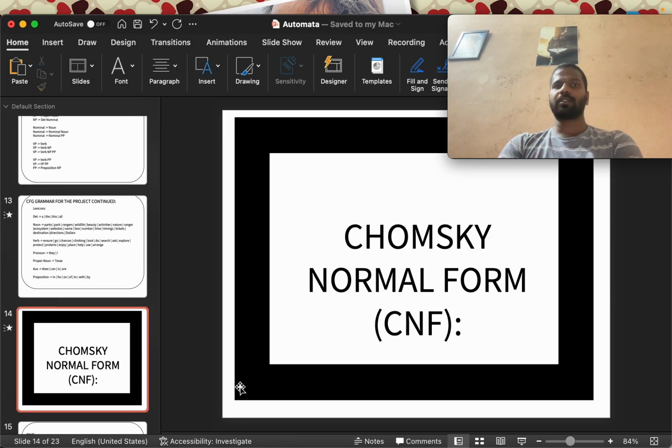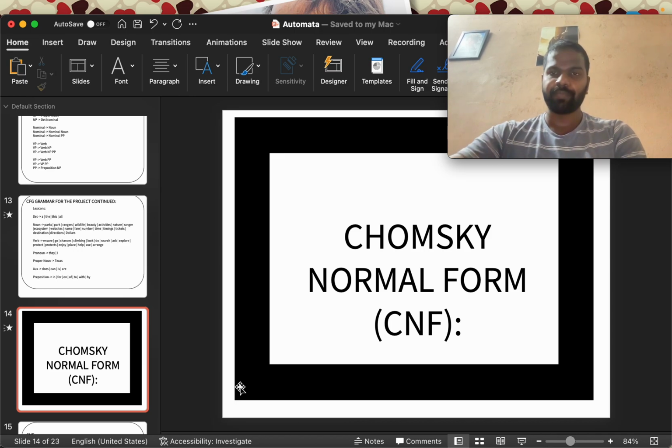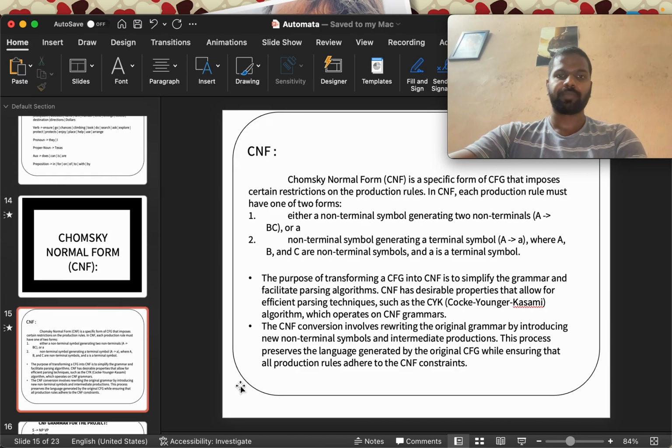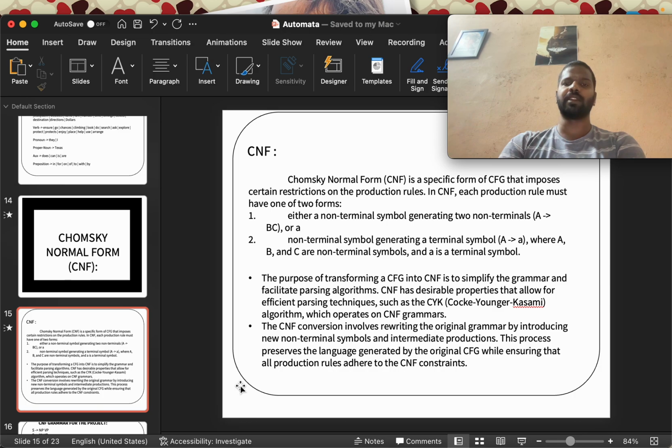And let's get into the next topic, Chomsky normal form. Chomsky normal form is a specific form of CFG that imposes certain restrictions on the production rules. In CNF, each production rule must have one of two forms: either a non-terminal symbol generating two non-terminals, or a non-terminal symbol generating a terminal symbol, where A, B and C are non-terminal symbols.